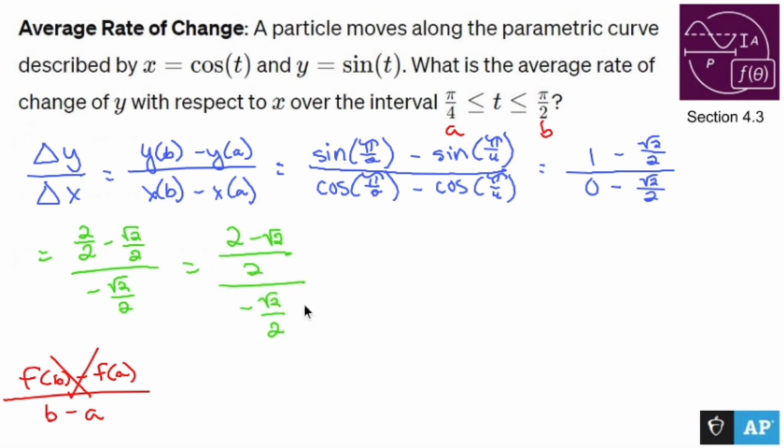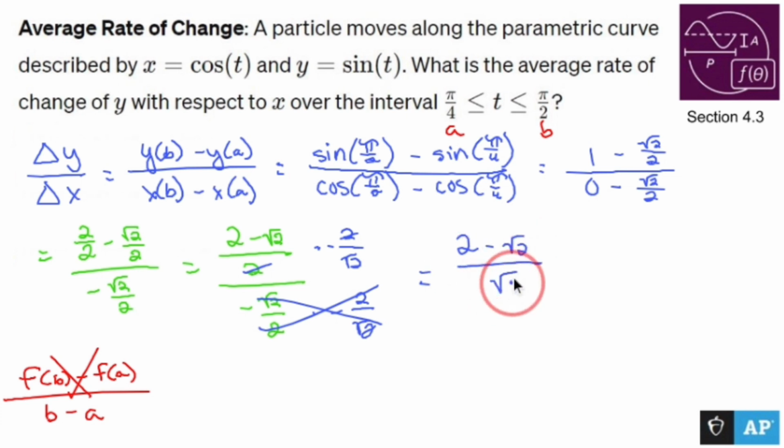Let's get rid of that fraction on the bottom by multiplying the top and the bottom by 2 over root 2. Don't forget the negative. So multiply the top and the bottom by negative 2 over root 2. Cross, cross. These guys can cancel out. That gets me 2 minus root 2 over root 2 with a big negative out in front.